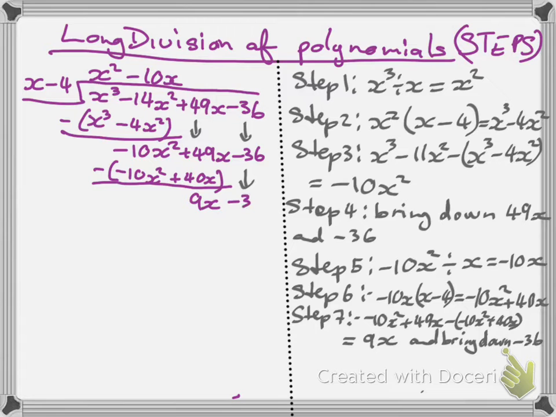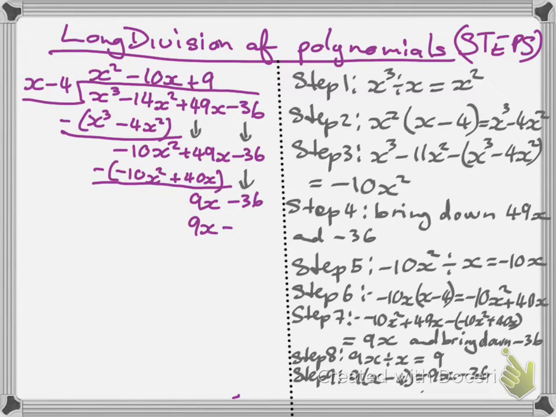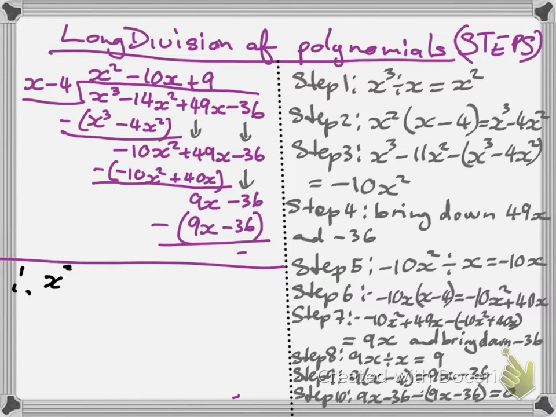And then you say again 9x divided by x, which gives you a positive 9, and you multiply 9 multiplied by x minus 4, you get 9x minus 36, and then you subtract again. You see that the remainder in this case is going to be 0. So you have finished dividing, right? You will see later on what this means.